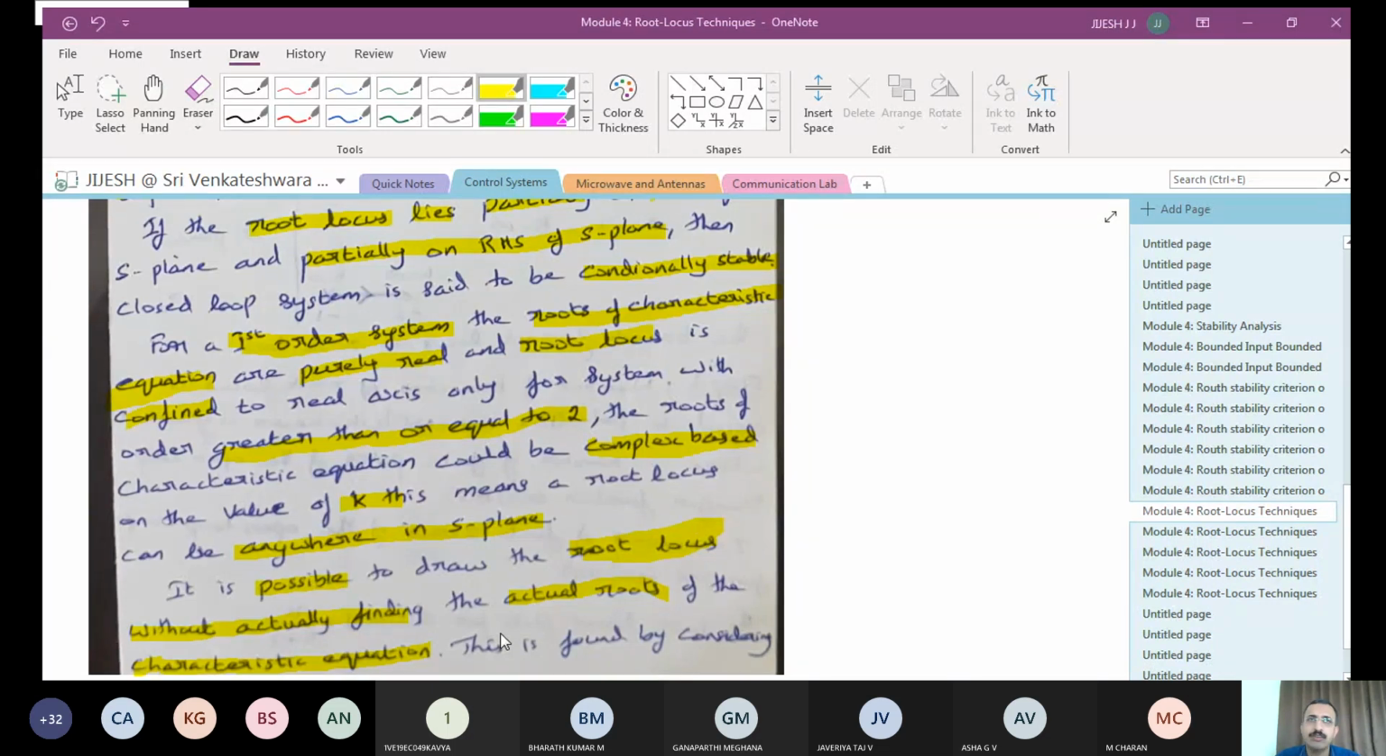So we'll be finding the roots of the characteristic equation, then putting those in the figure and going with the smooth curve. We'll be seeing all the steps involved in finding the root locus, and when we solve one or two problems, all the steps will be very clear for you. So we'll see all those things further. So, all of you have completed?